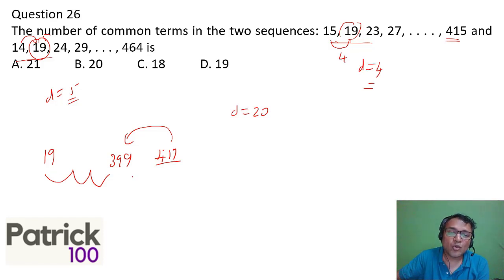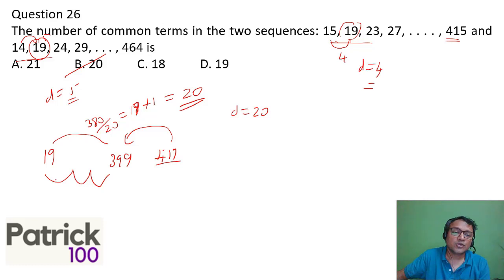So you can make out this difference is 380. 380 upon 20 is 19 terms plus the first term, which will give you 20 terms as the answer. B option. So look at the first term of AP, last term of AP, find the difference, divide by D, plus 1 will be the number of terms. Just giving an example.